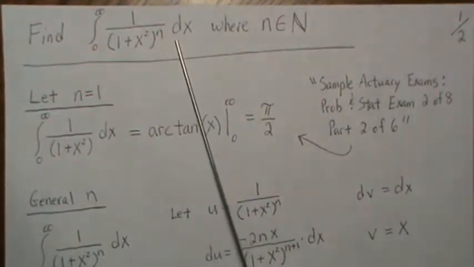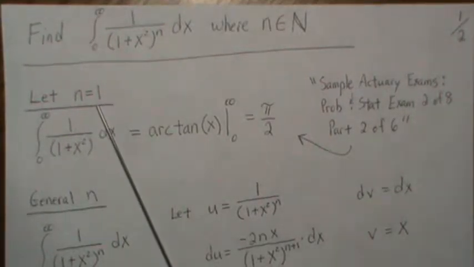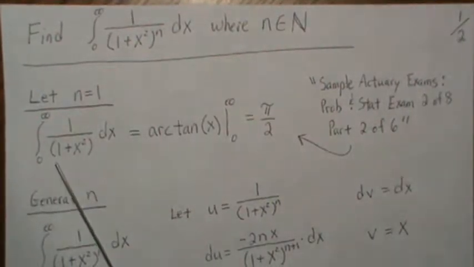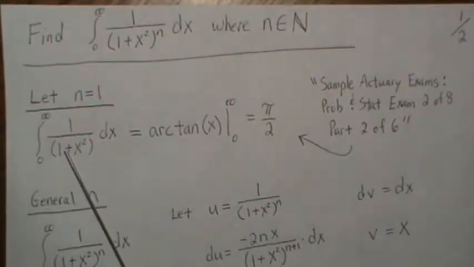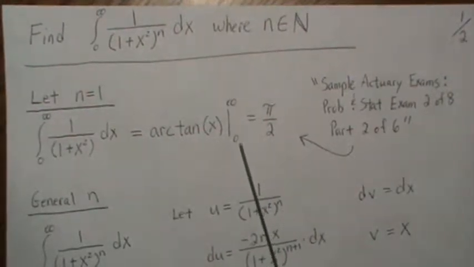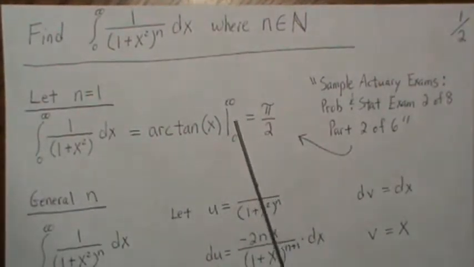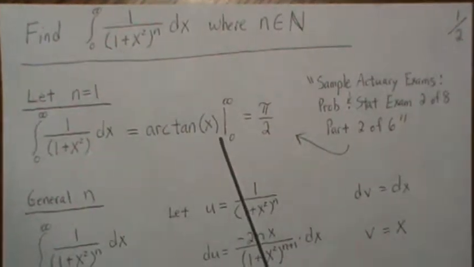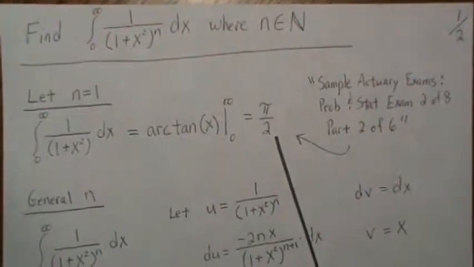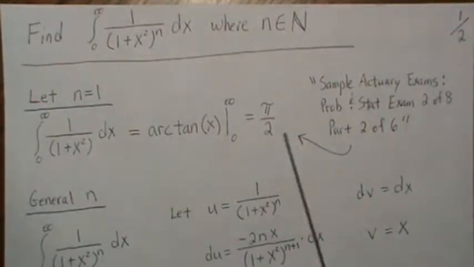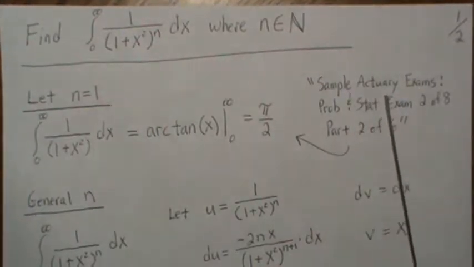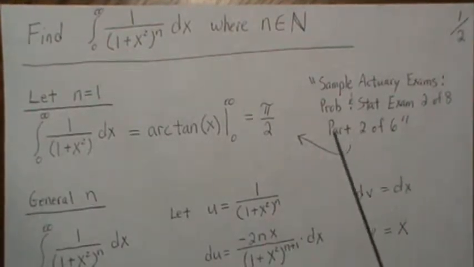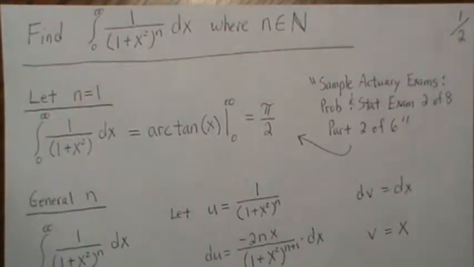But to evaluate this, let's look at n equals 1 first. And so it's 1 over (1 plus x squared) raised to the first power. Well, this integral here is the arctangent of x, and then of course we evaluate its limits, and as x goes to infinity it's pi over 2, and if you plug in 0, it's 0. So the answer is pi over 2. And I solved this in great detail in a video that I put out, sample actuary exams, prob and stat exam 2 of 8, part 2 of 6, if you want to know the details of that.